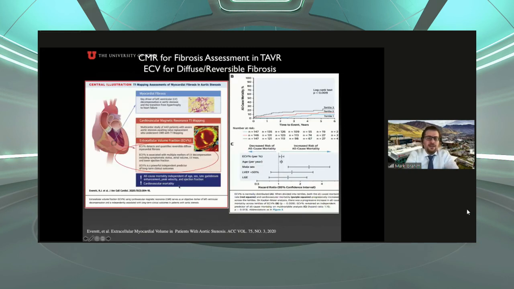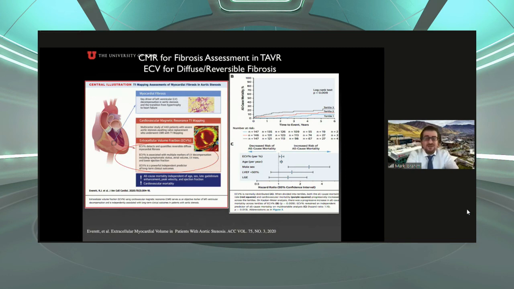And they looked into their outcome post-surgery, and basically here, based on the ECV in tertiles, patients above 30% ECV, which is considered abnormal in the standard MRI acquisition, do worse. And ECV was shown to be a powerful independent predictor of long-term clinical outcome.